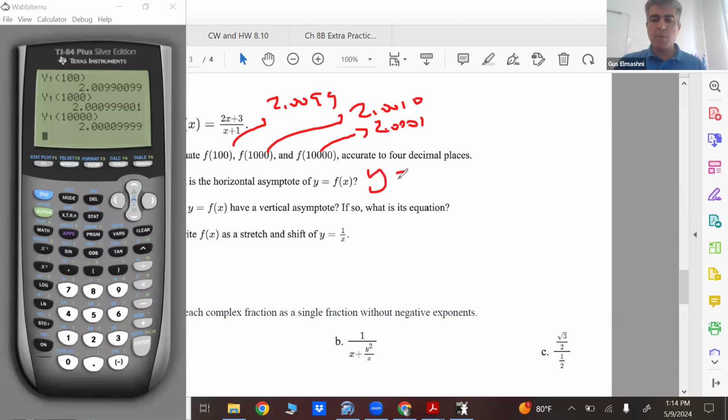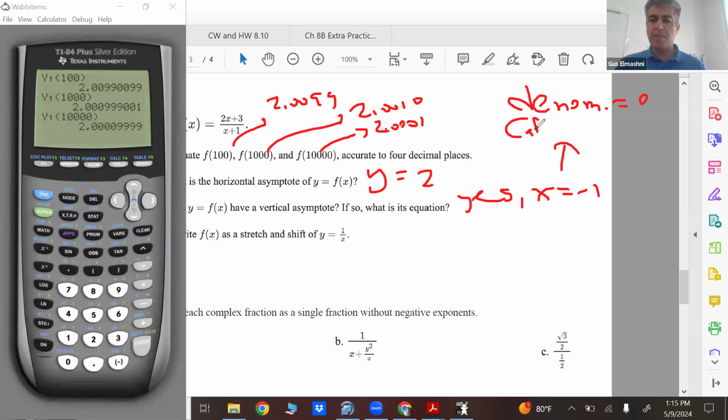The horizontal asymptote will be y equals 2. That's what a horizontal asymptote is: what does y approach as x gets really large? It's getting closer to 2. Is there a vertical asymptote? Yes. It's going to be x equals -1. It basically is what makes the denominator equal to 0. But mind you, this is after you simplify.